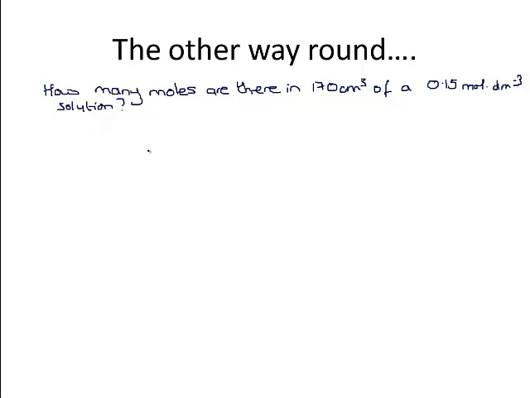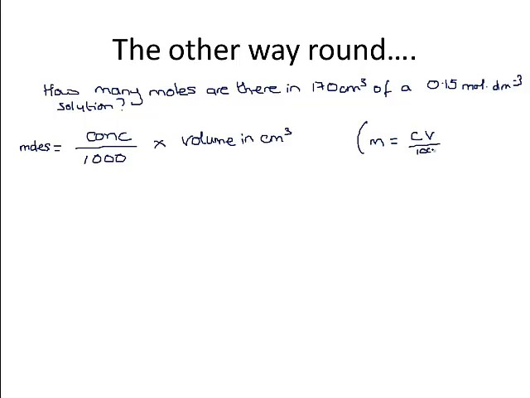So there are a couple of things that we need to do here. We need to think about the volume and the decimetres cubed. So we take concentration and divide it by 1,000 and times it by the volume in centimetres cubed. So moles equals concentration divided by 1,000 times by volume. You could abbreviate that to moles equals C times V over 1,000.